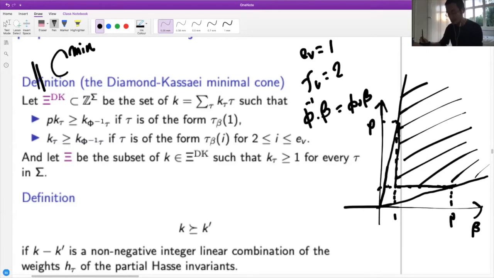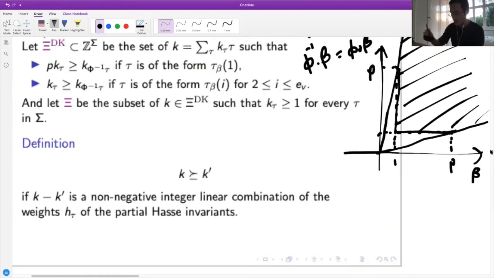So the second definition I want to give you is this curly inequality, really bad notation, but I'm going to go with that. So I'm going to say K is curly greater than or equal to K prime. These are the tuples such that K minus K prime is a non-negative integer linear combination of the weights of partial Hasse invariants.